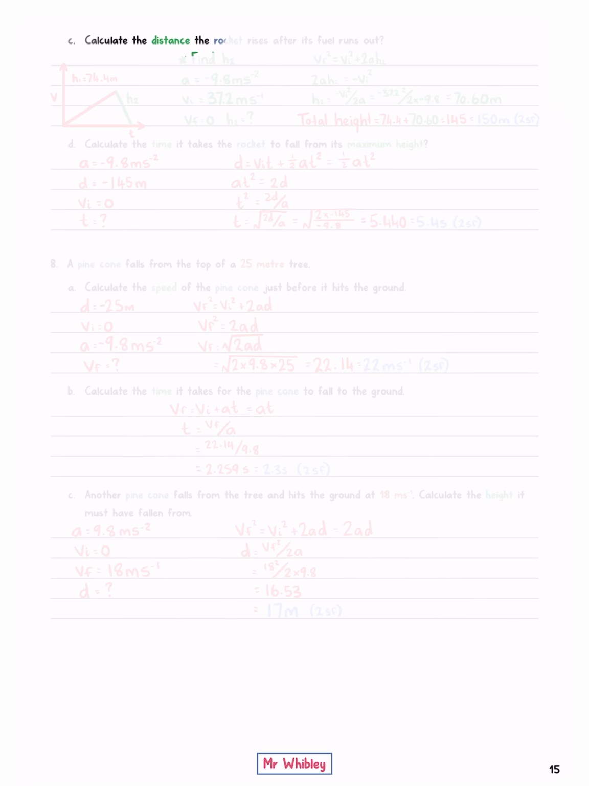Calculate the distance the rocket rises after its fuel runs out. To help visualize this, we can use a velocity time graph, where initially our velocity is increasing, over which time we reach a height of 74.4 meters, as found in the last question. Following this, our velocity decreases to 0, over which time we're going to travel a height h2, which we need to find. During this time, we have an acceleration of negative 9.8 due to gravity.